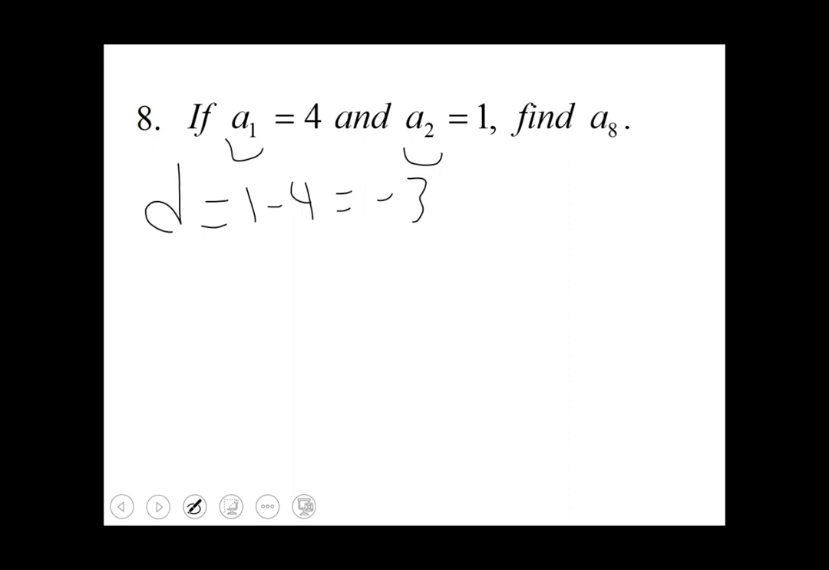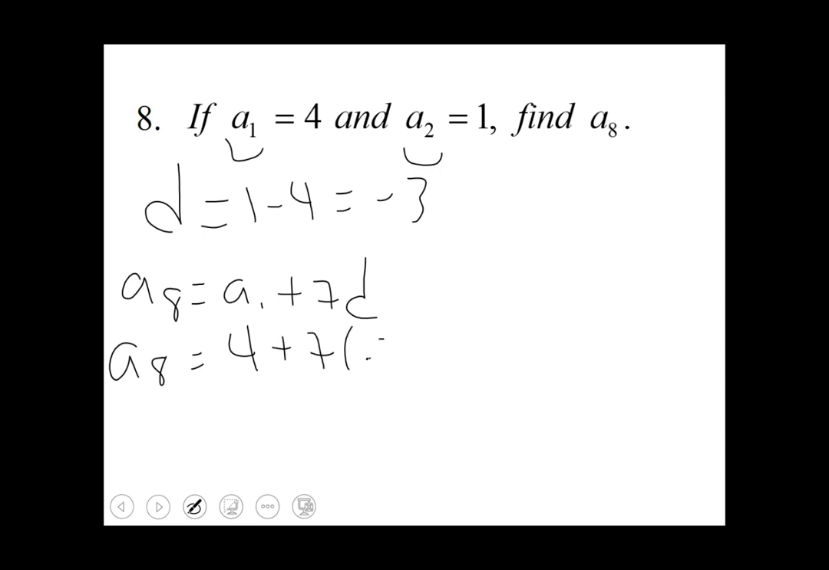So once you know that, again, there are 2 different routes that you could take. So here's one route. If you want to find the 8th term, you could realize that that is equal to the first term plus exactly 7 differences. Because you know that the first term is 4, and because you know that common difference is negative 3, you're essentially doing 4 minus 21, which would tell you that the 8th term is negative 17. That is the right answer, and that's one way to go.